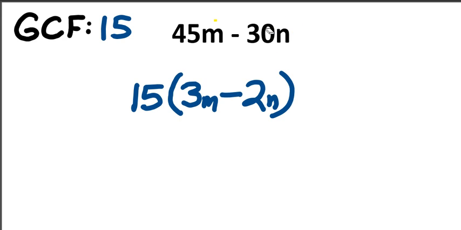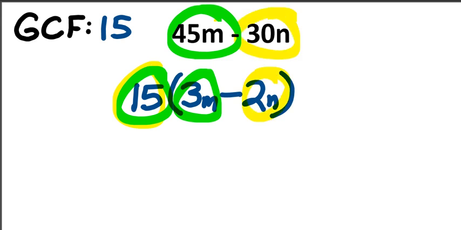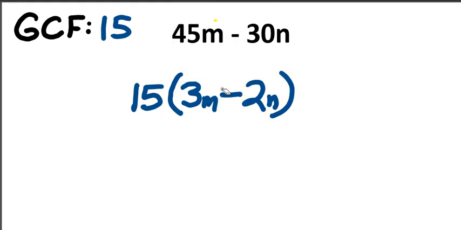Okay, now, very important to double check yourself. Is it true that 15 times 3m will give us 45 m's? Absolutely true. Is it true that 15 times 2n will give us 30 n's? And that's absolutely true as well. So it looks like we are in good shape.